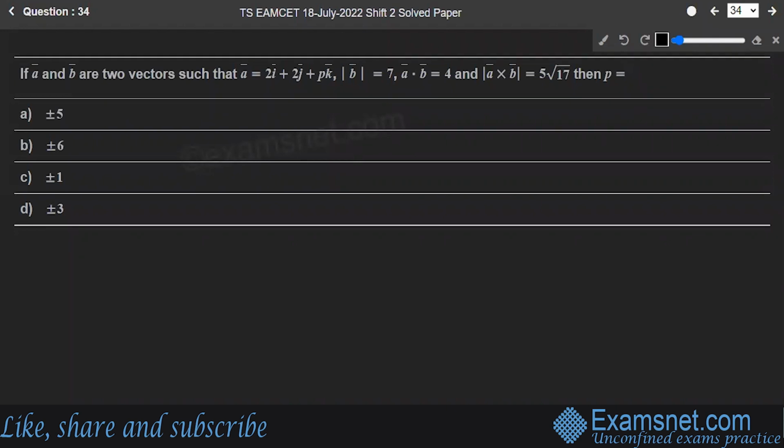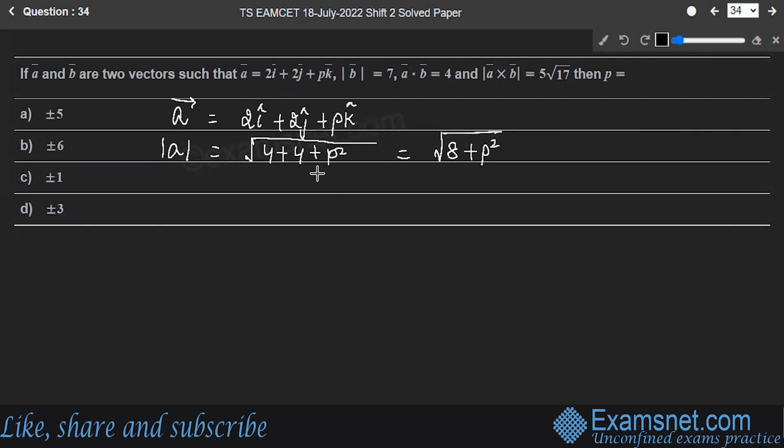Question number 34. If A and B are the two vectors such that A is given to be this vector and mod of B is this, the dot product of both the vectors is 4, cross product of both the vectors is 5 root 17, then the value of P is. So, let's write down A vector first. It is given to be 2i plus 2j plus pk. And the mod of this vector is root of 4 plus 4, 2 square plus 2 square plus p square, which is equal to root of 8 plus p square.